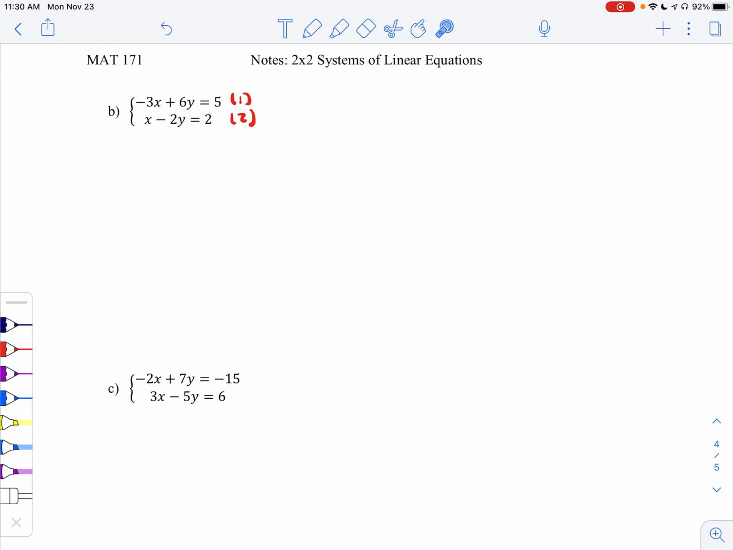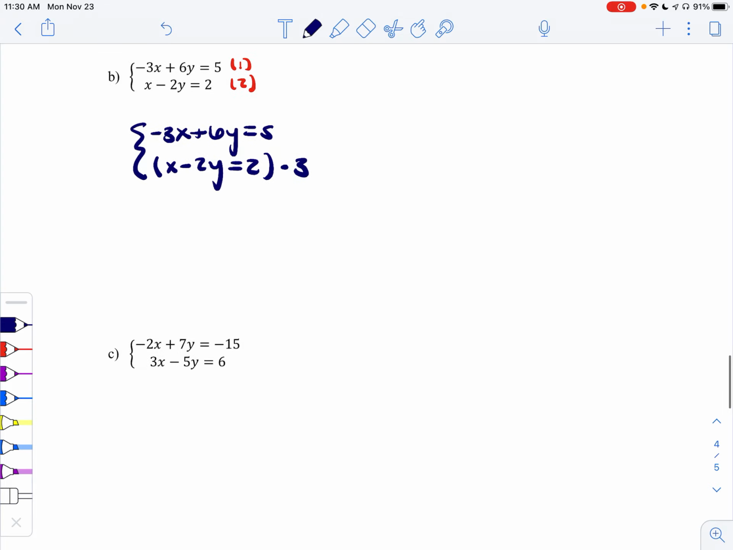Well, that's pretty easy to accomplish. If we just multiply this through by a positive 3, we would have those opposite y values and we'd be able to cancel it. So let's go ahead and just rewrite this. Okay, so the top equation I'm going to leave as is, but the bottom equation I'm going to multiply by a 3. Okay.